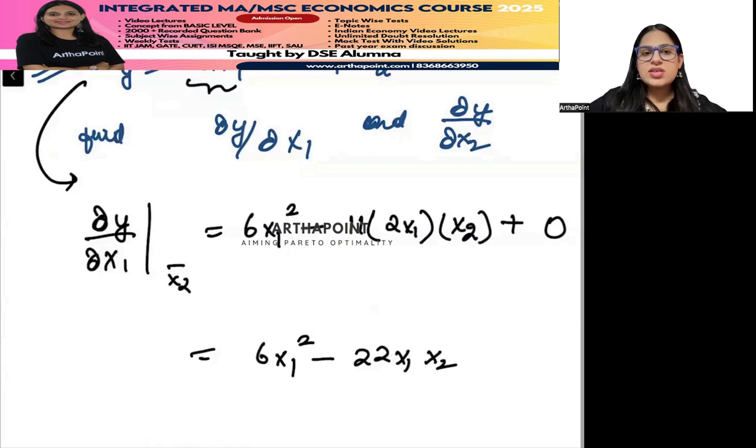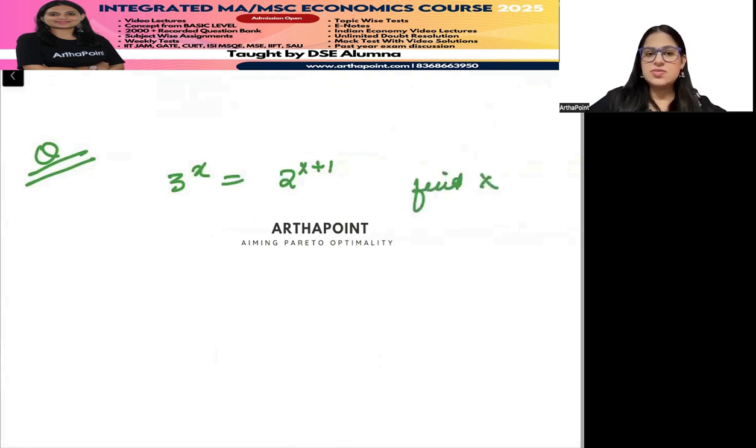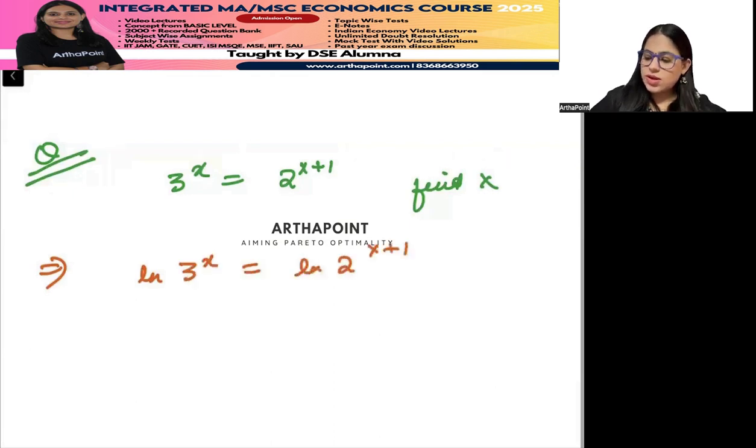Similarly, there were also questions based on a table. So I want you to go ahead and check those questions also. So if I ask you something like this, suppose that you're given 3 to the power x is equal to 2 to the power x plus 1, find x. So this is going to be, you can take log on both sides, beta. So log 3 to the power x is equal to log 2 to the power x plus 1.